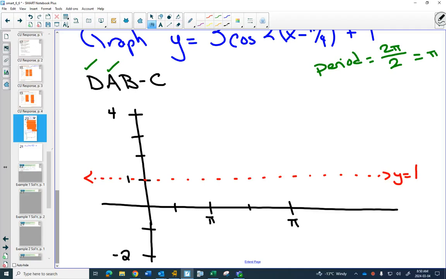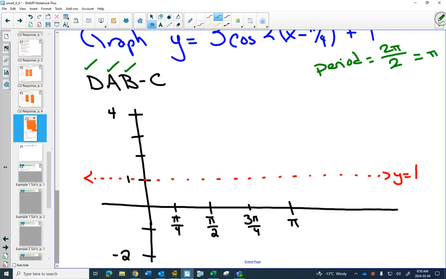So we label 1 period and divide that period into 4 equal sections. So this would be pi over 2. This would be half of that, pi over 4, and this 1, 2, 3 pi over 4. So the B value lets you find your period. You have to find your period and divide it into 4 equal sections. So we've now done the DAB part.